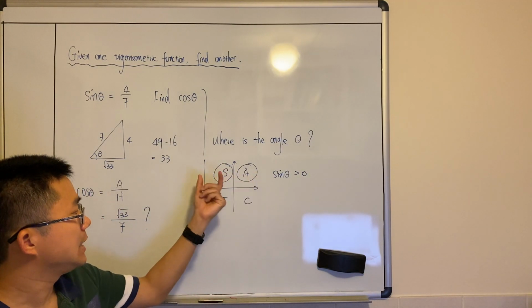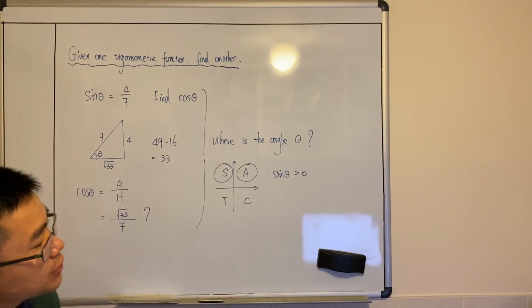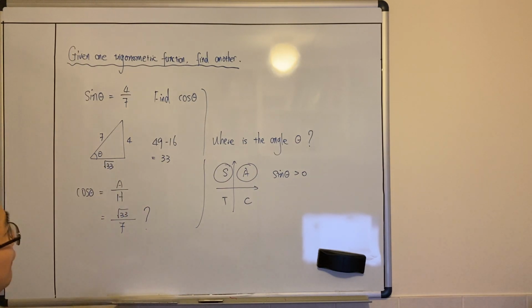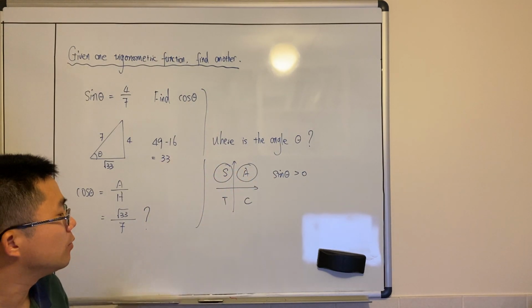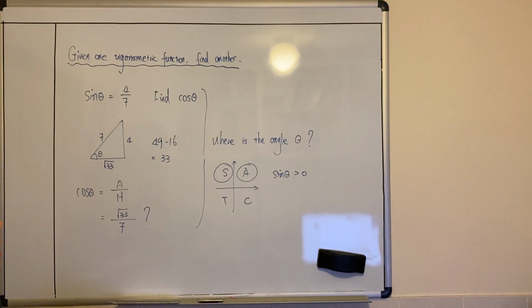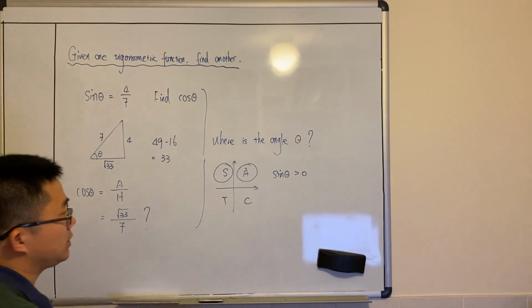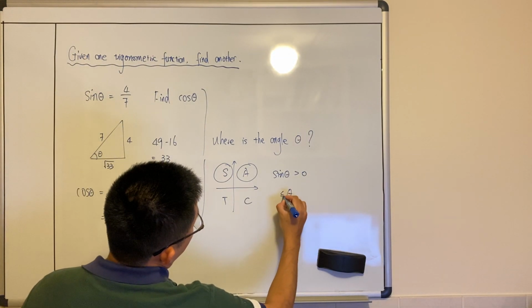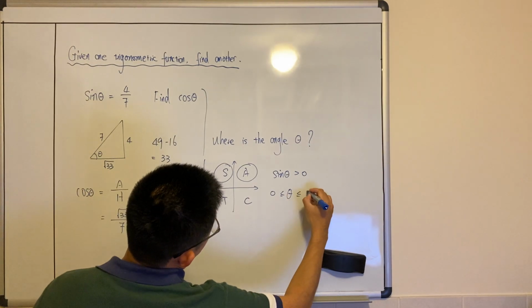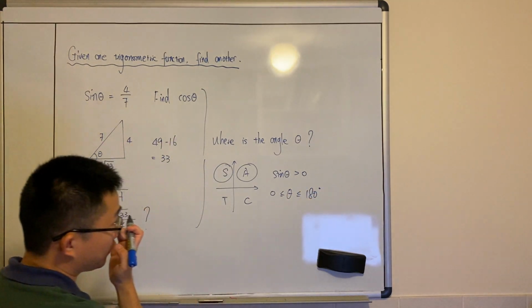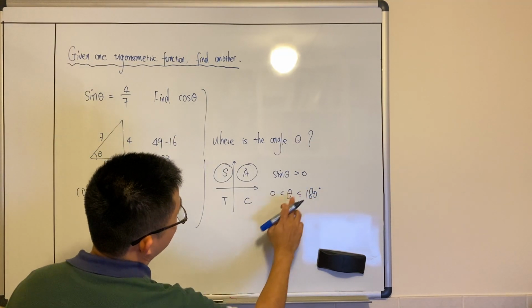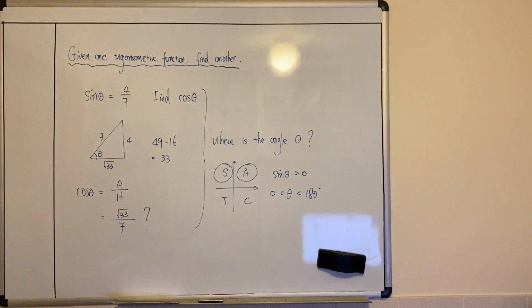Everything is positive in the first, and sine is positive in the second quadrant. And then we have no idea where angle theta is. It could be in the first quadrant, could be in the second quadrant. So there are two options, right? And in that case, theta is between 0 and 180 degrees. So it could be in the first quadrant or in the second quadrant.